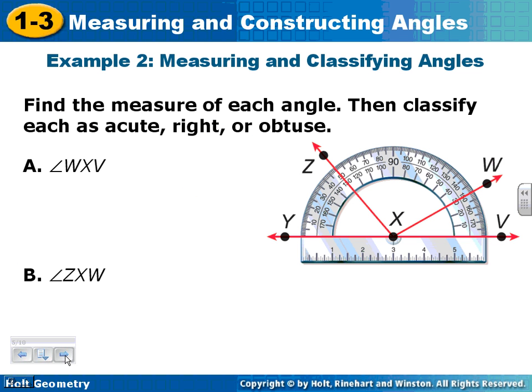If you look at this example, you have a protractor there. Find the measure of each angle, then classify each as acute, right, or obtuse. Well, the first one, A, it's angle WXV. Let's find that angle. WXV would be this angle right here. I'll mark it with a little mark here. WXV. And if you read the protractor, it looks like it's going to be that 30 right there. So that angle is 30 degrees. Would that make it acute, right, or obtuse? And you should know that's an acute angle.